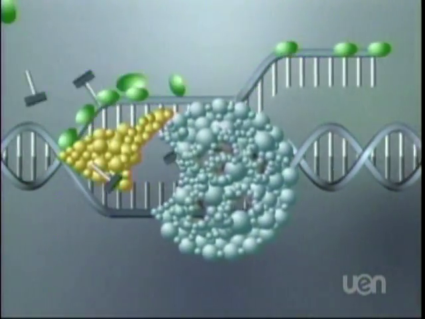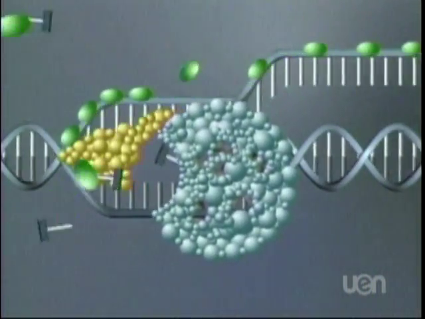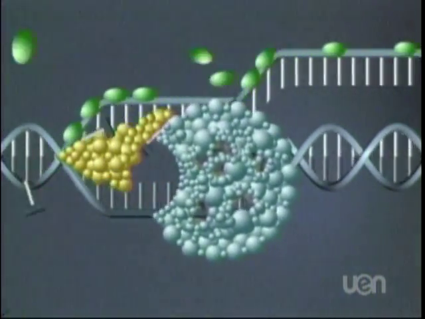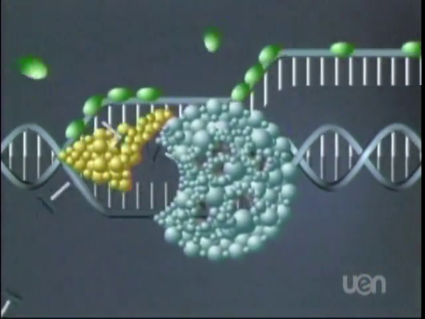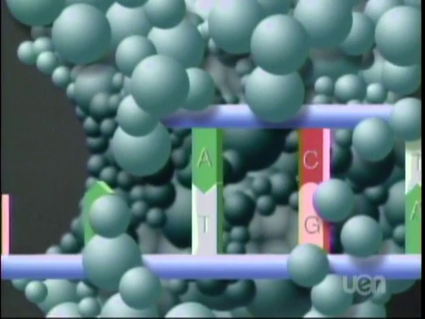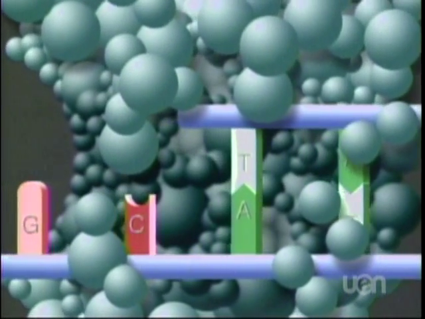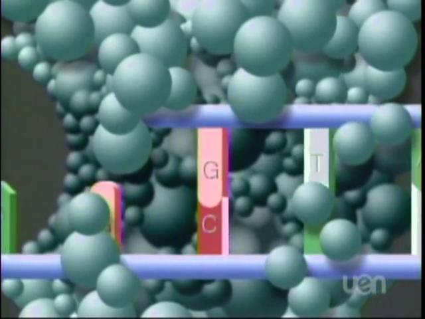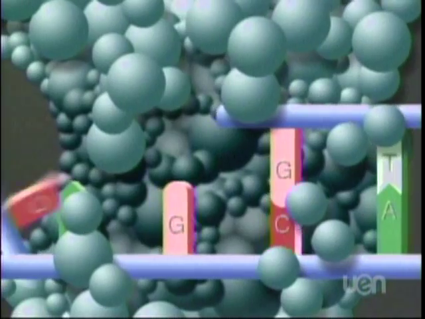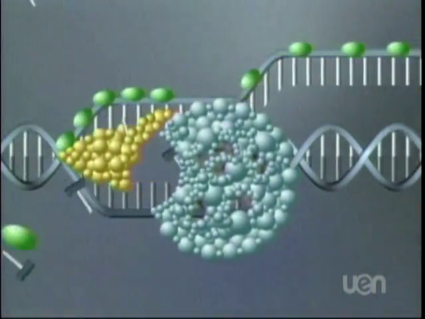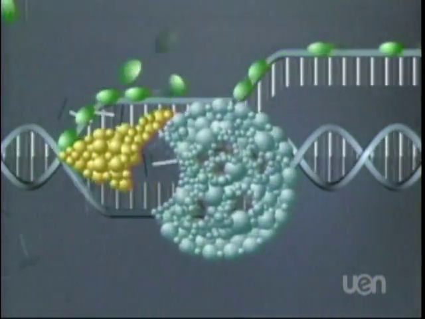This is the enzyme that builds the complementary strand by adding on nucleotides gleaned from the cell's stockpile of loose building blocks, A's with T's and T's with A's, G's with C's, and C's with G's, building a new double-stranded DNA molecule.